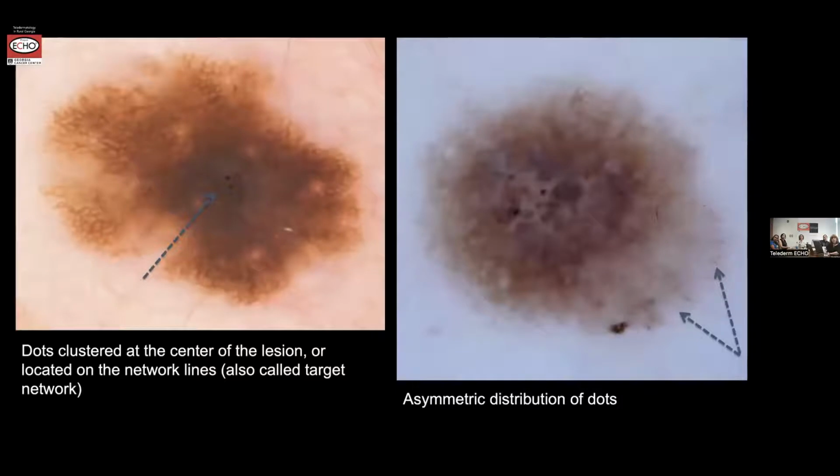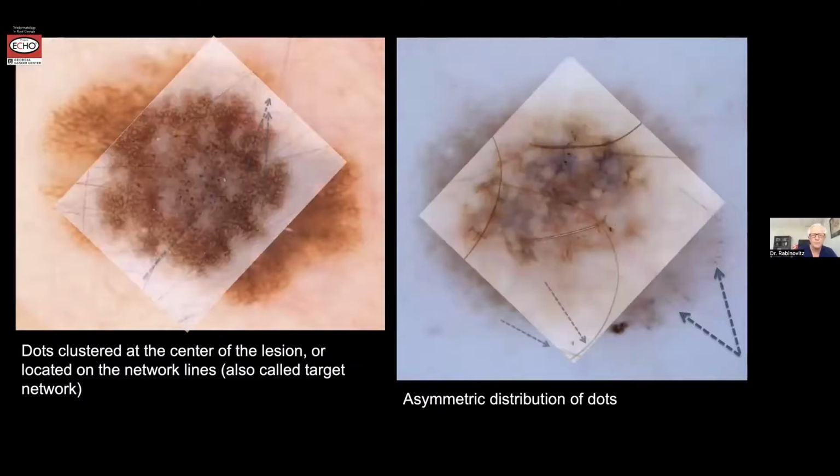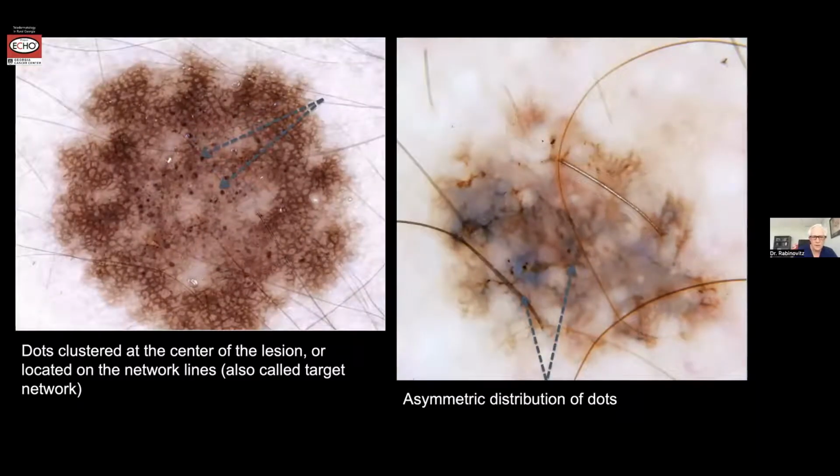And here we have two examples. Here we see dots clustered at the center of the lesion. Also, you can see dots on the line, which are called target network. In contrast, the lesion on the right-hand side shows asymmetric distribution of dots. And when we see this, it's very, very characteristic of a melanoma. Dots clustered at the center, benign; asymmetric distribution of dots, melanoma.